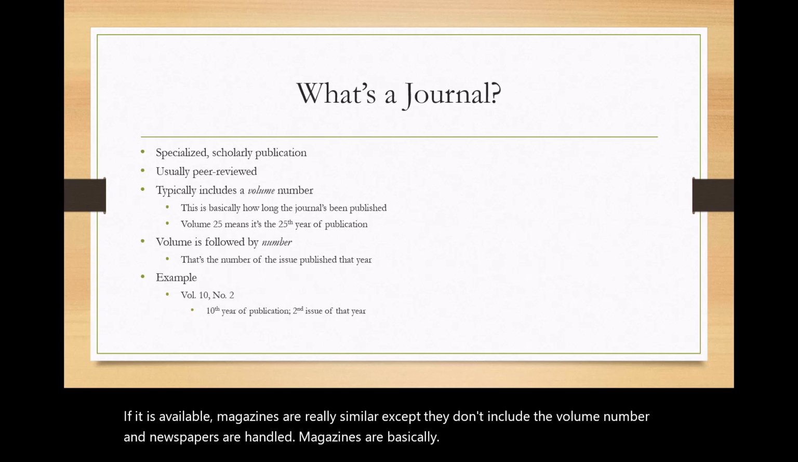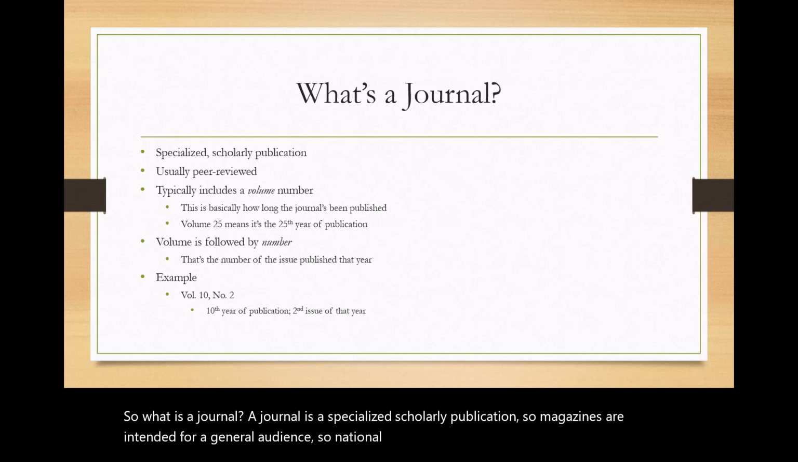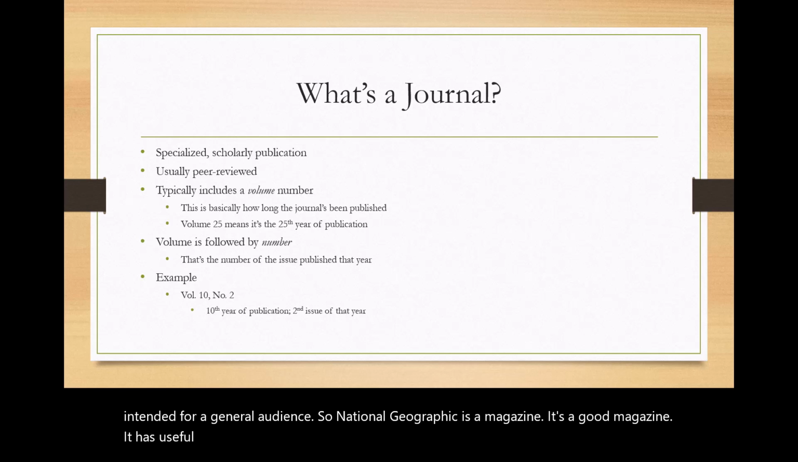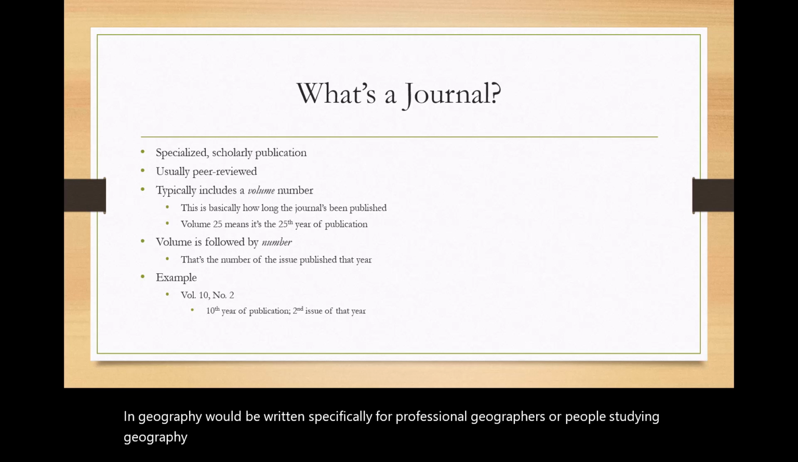So what is a journal? A journal is a specialized scholarly publication. Magazines are intended for a general audience. National Geographic is a magazine. It's a good magazine. It has useful articles in it. But the articles are written typically by journalists, not by expert geographers. A journal in geography would be written specifically for professional geographers or people studying geography in, like, graduate school.